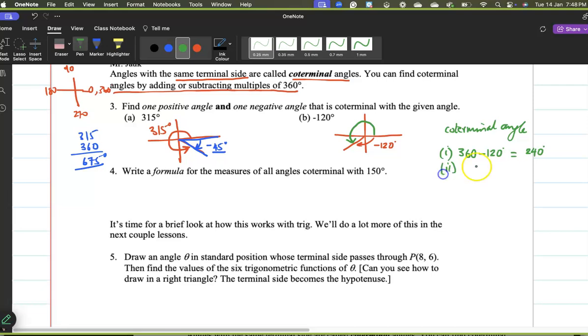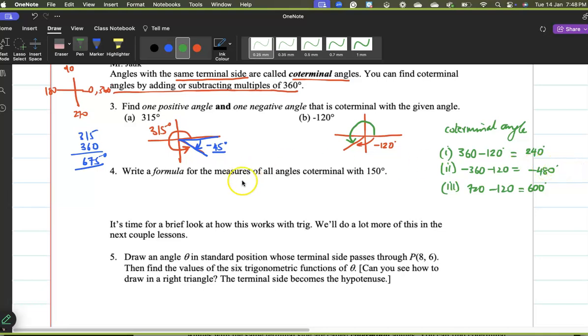Can you do minus 120 plus 360? That's what we did now. Oh yeah, that's what I'm saying. You can also do minus 360 minus 120. That's minus 480. You can also do 720 minus 120, 600. Basically, any multiples of 360 you can take and add and subtract from minus 120.